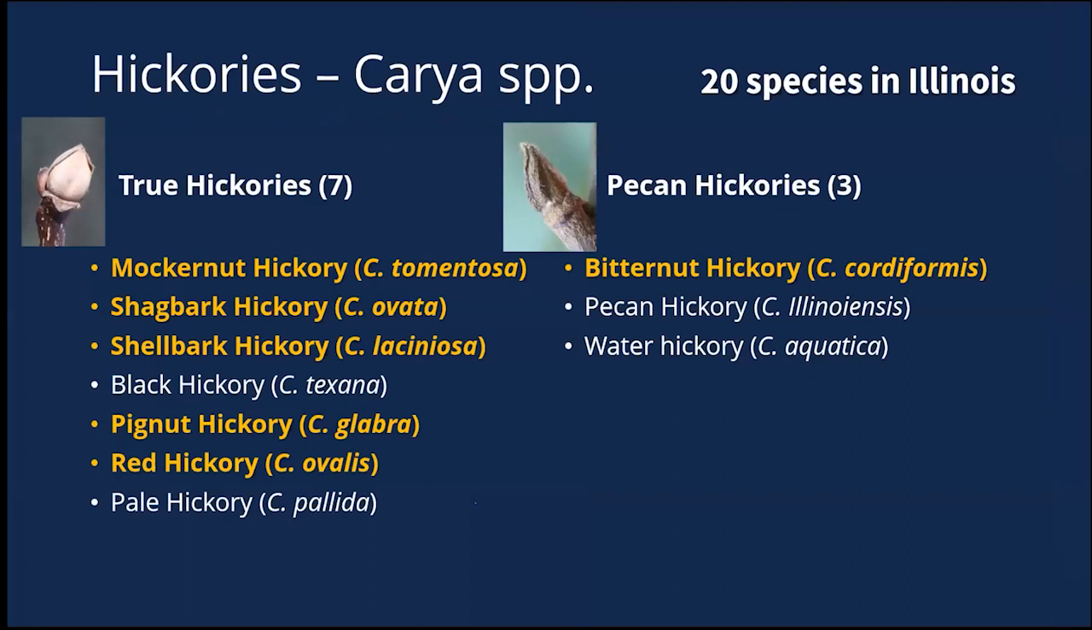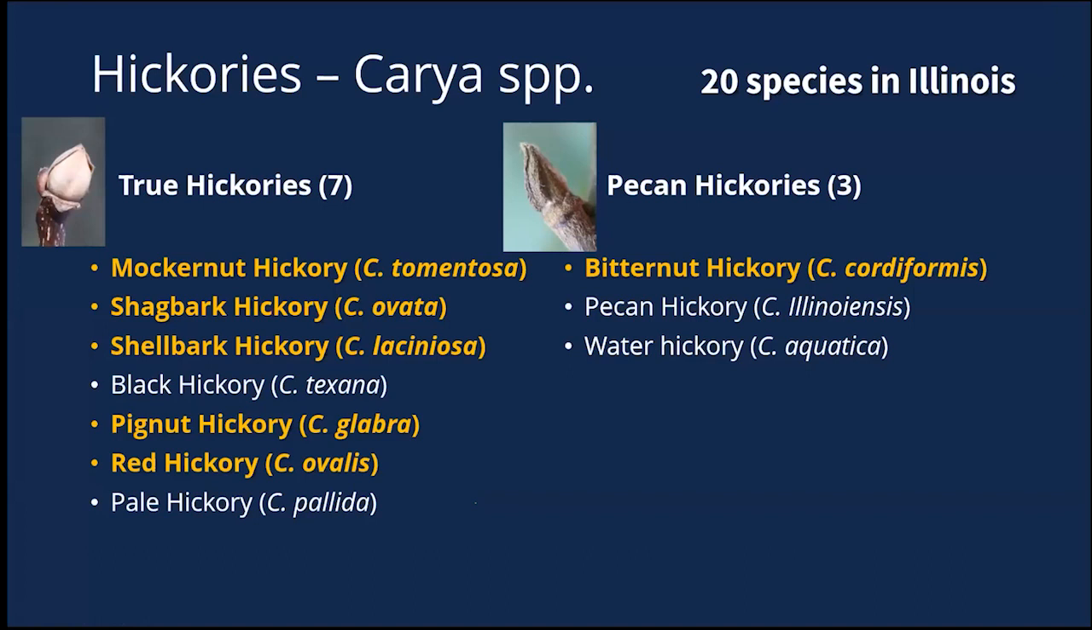All right, let's move on to the hickories. Hickories as a group are some of the most difficult to tell apart. It says 20 species. I'm sorry, there's 10 species in Illinois. I did not change that. But they can be broken broadly into 2 different groups. So there are true hickories, and there's 7 of those.